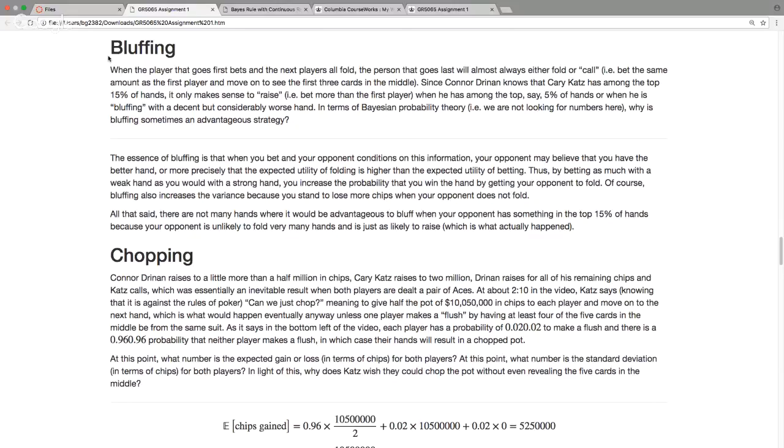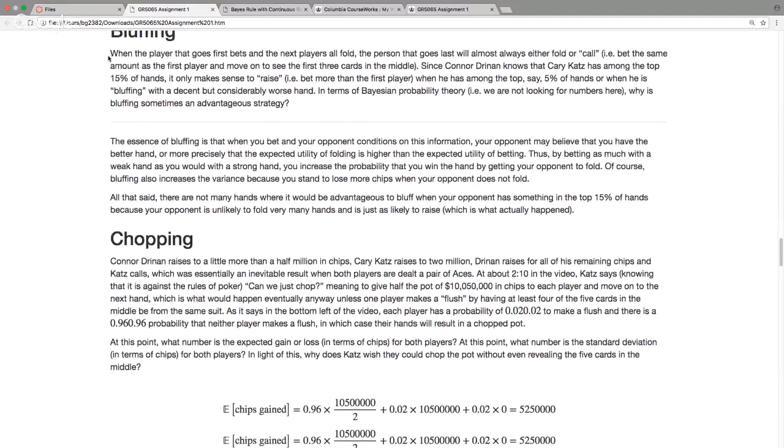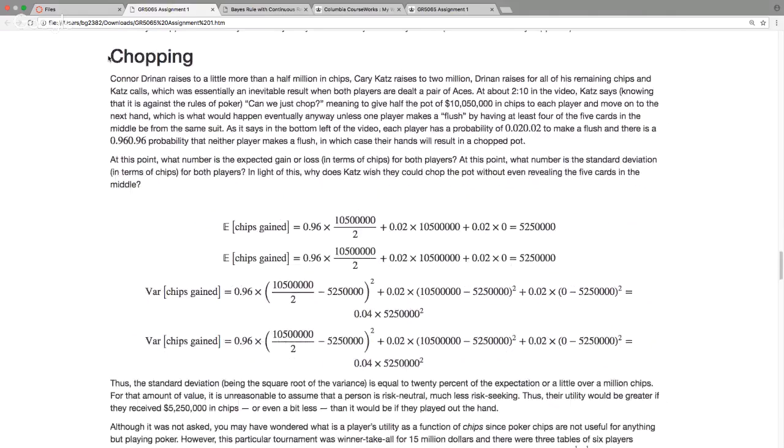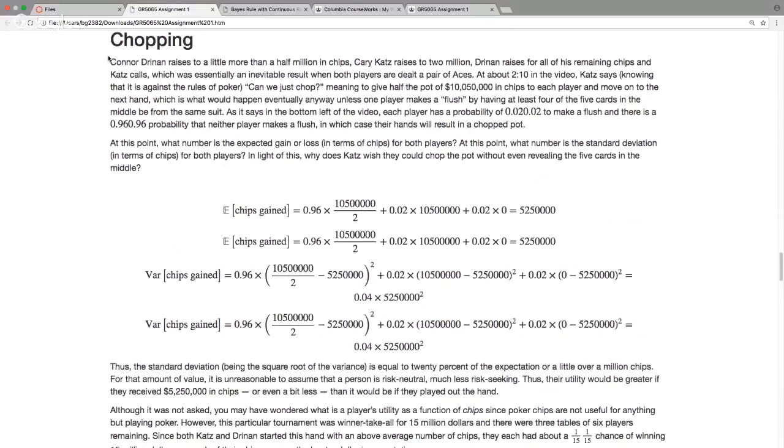And in some situations, you can get positive expected value from bluffing. This is probably not one of them, just because the person who goes first has such a limited range. It is unlikely to be folding from any bet that comes behind them. And in fact, he didn't. Both of them raise it up until they're both all in. Let me see what happens.